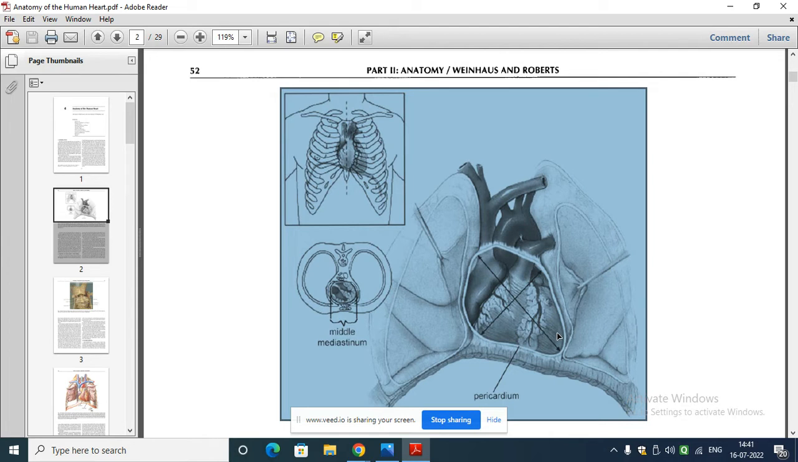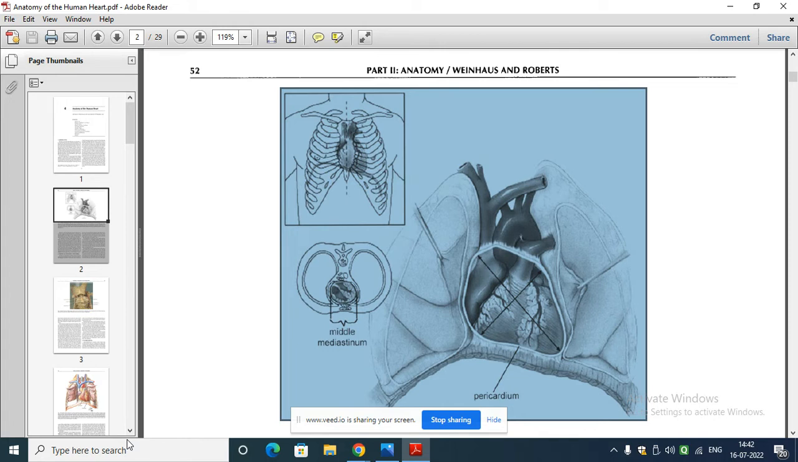And it is situated in the left fifth intercostal space, 9 centimeters lateral to the midsternal line, just medial to the midclavicular line. So you can measure this line, and you will get 9 centimeters, okay? In the living subject, pulsations may be seen and felt over this region, okay?